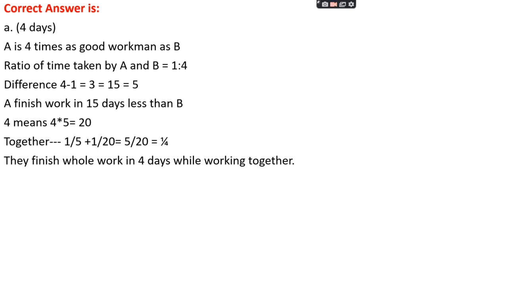If we take the difference, we get 3, and the question says A finished the work in 15 days less than B. It means the difference in ratio, that is 3, is equal to 15 days, which means 1 ratio is equal to 5 days. So A finishes the work in 5 days and B takes 20 days to finish the work. If they're working together, we get 1 by 5 plus 1 by 20, which means 5 by 20, which is 1 by 4. They finish the whole work in 4 days if they're working together.